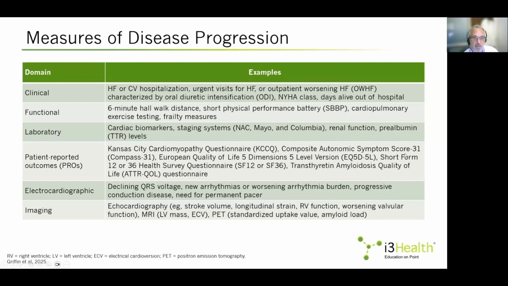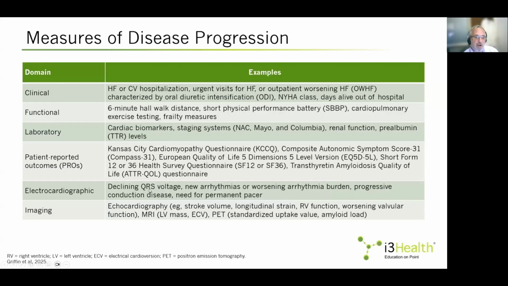Laboratory testing, including biomarker staging systems, renal function, maybe pre-albumin levels, which is TTR. They obviously go up with stabilizers, they go down with silencers. There are a whole host of patient-reported outcomes you could use serially over time.